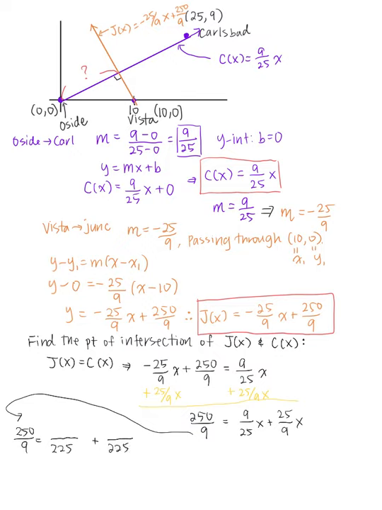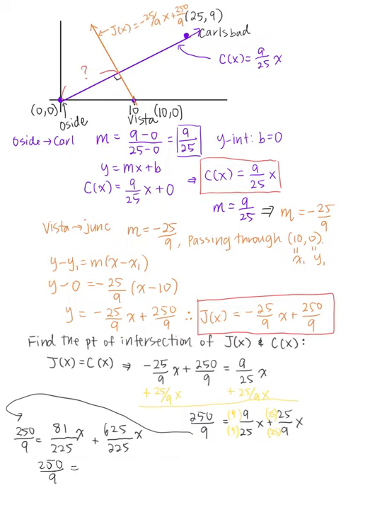So what we need to do is multiply the top and the bottom of 9 over 25 by 9 over 9. So that will give us 225 on the bottom. And here I'm going to multiply top and bottom by 25. So what we're going to get is 9 times 9 is 81. Don't forget the x. And then you're going to have 25 times 25, that's 625, and then x.